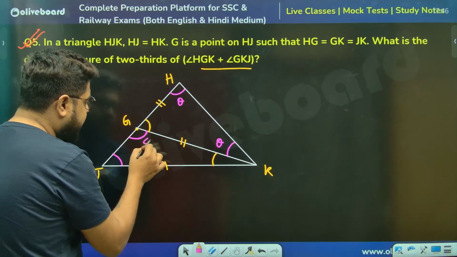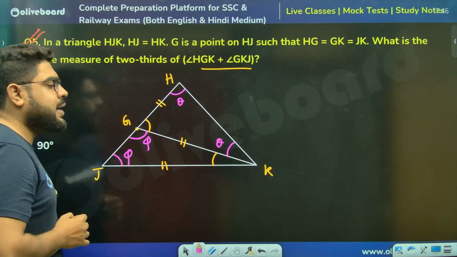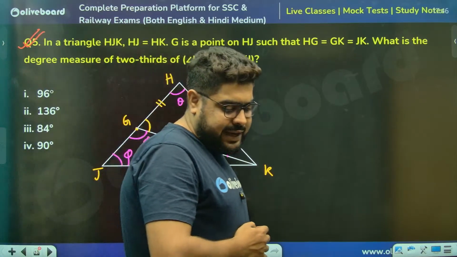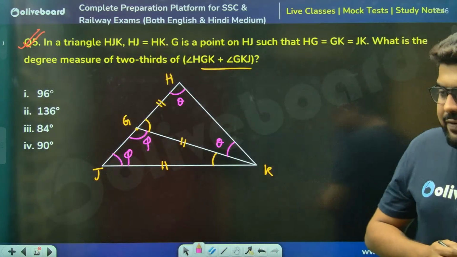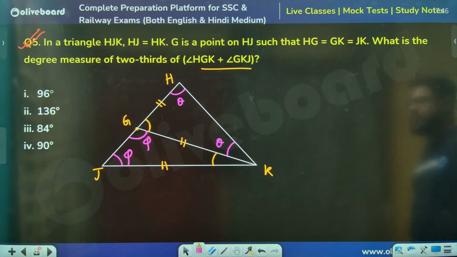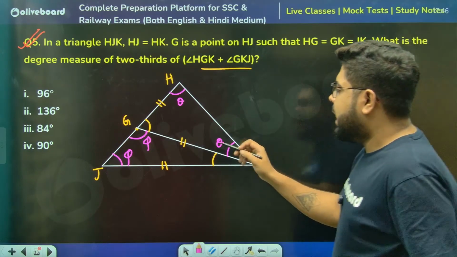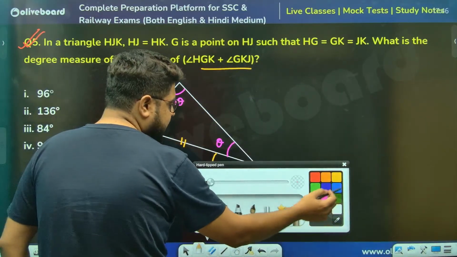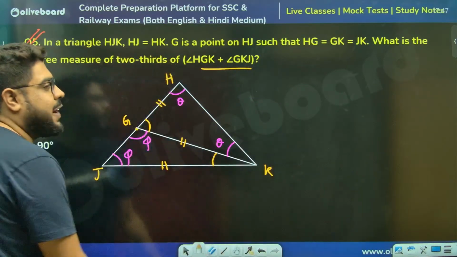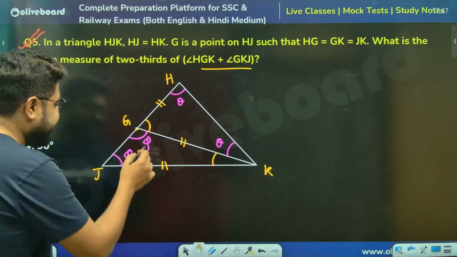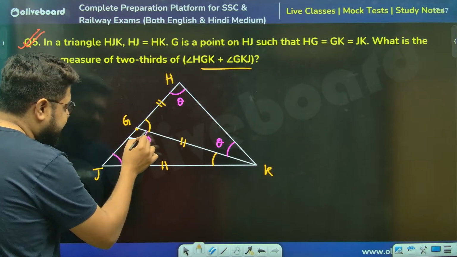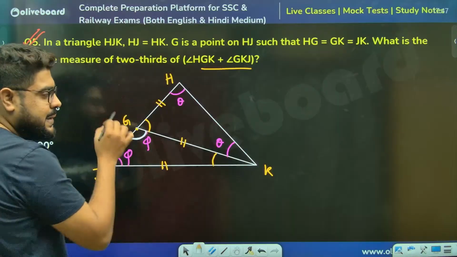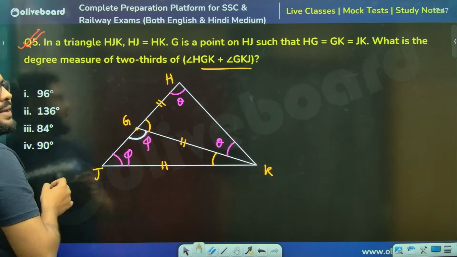So whatever you take, phi, if this is phi, this is also phi. Everyone agrees with me, sir? Now I need this angle and this angle. It's not very difficult now. I have a relation between phi and theta. Of this triangle, this is an external angle, that is phi.